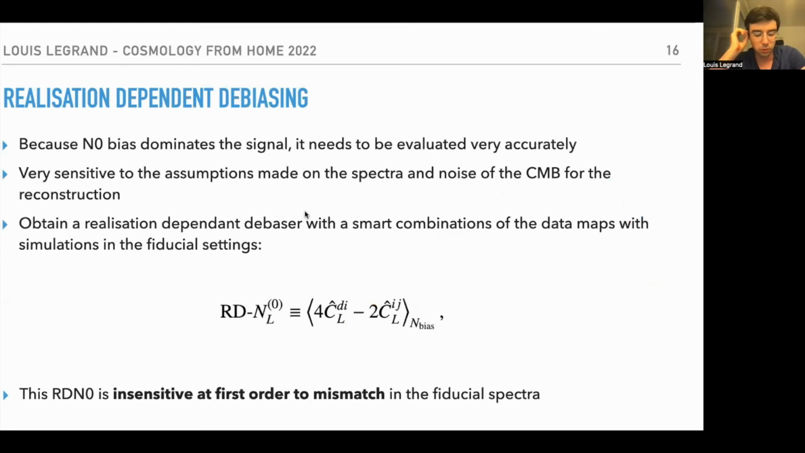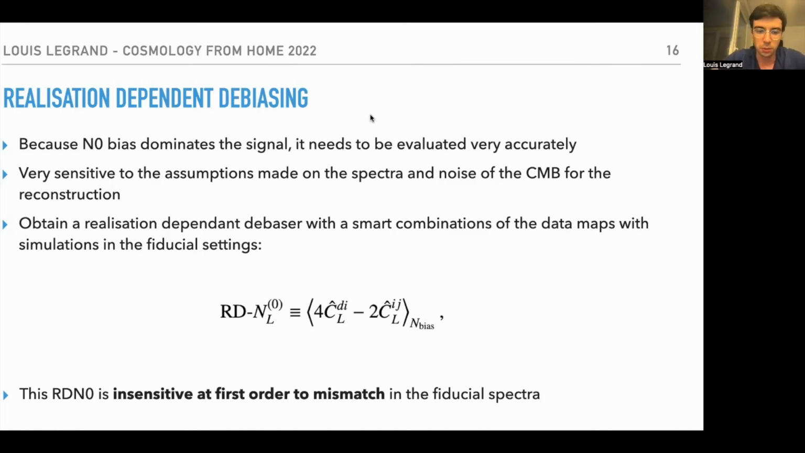Then, when we want to do a realistic CMB lensing pipeline, we need to estimate very accurately the N0 bias because it dominates the signal at more scales for Planck and starting at small scales for CMB stage 4, for instance. And it needs to be evaluated very accurately when we want to subtract it. And your analytical N0 estimate is very sensitive to assumptions you made on the CMB spectra and on the noise of your experiment. And in practice, you don't know perfectly the noise of your experiment because you don't know perfectly the noise in all directions of the sky and the beam of your instrument, etc.